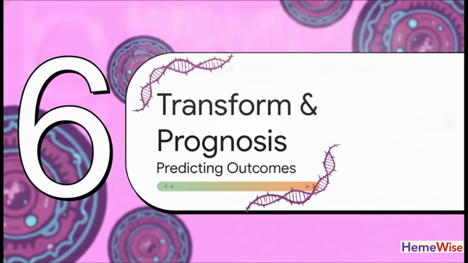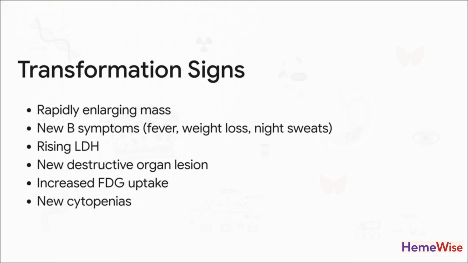Finally, Section 6, Transformation and Prognosis. We always have to be on the lookout for histologic transformation to diffuse large B-cell lymphoma, or DLBCL. If an otherwise stable MALT patient suddenly presents with a rapidly enlarging mass, rising LDH, or new classic B symptoms like drenching night sweats and sudden weight loss, your alarm bell should be ringing loudly. A repeat biopsy is absolutely mandatory at this stage. You cannot just guess based on symptoms. You have to prove the transformation pathologically before escalating them to aggressive DLBCL treatment regimens.